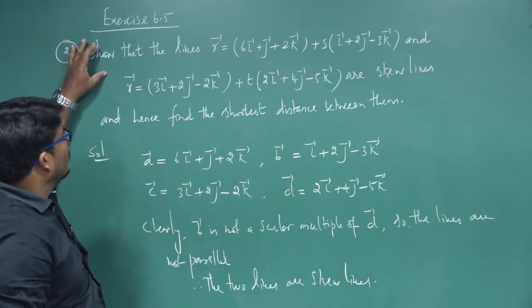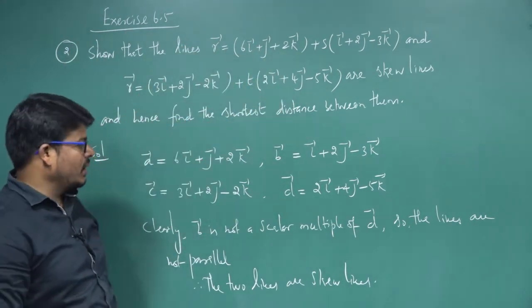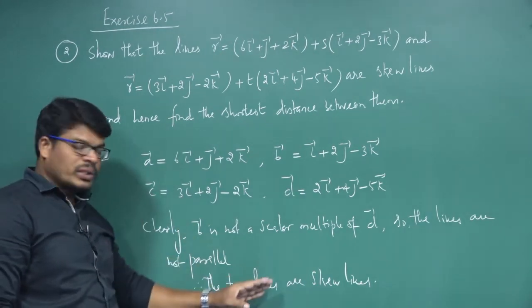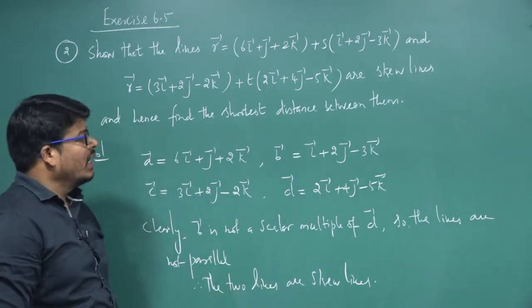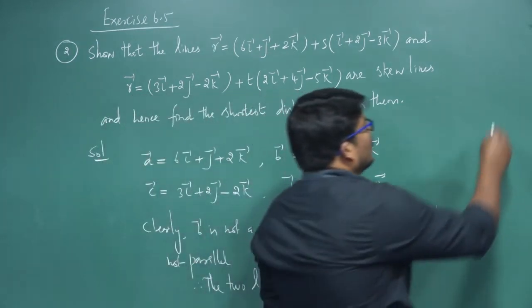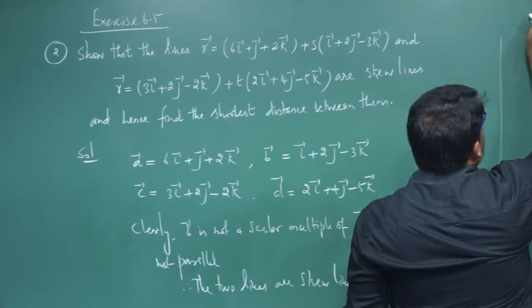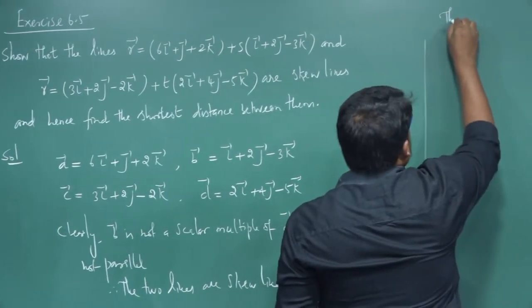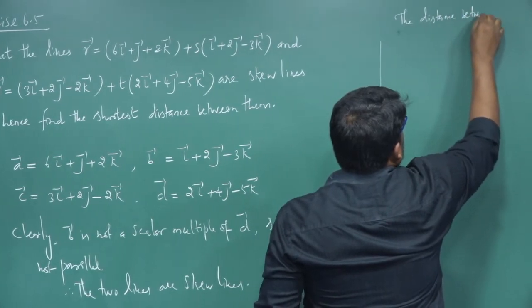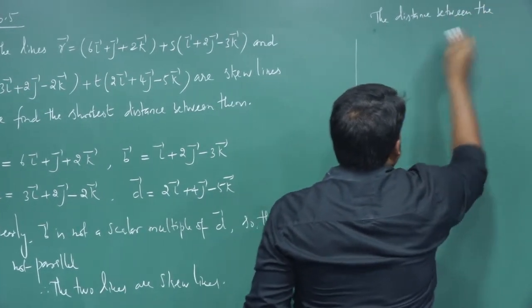First part, show that the lines are skew lines: we verified that the given two straight lines are skew lines. Next, find the shortest distance between the skew lines, the distance between the skew lines.